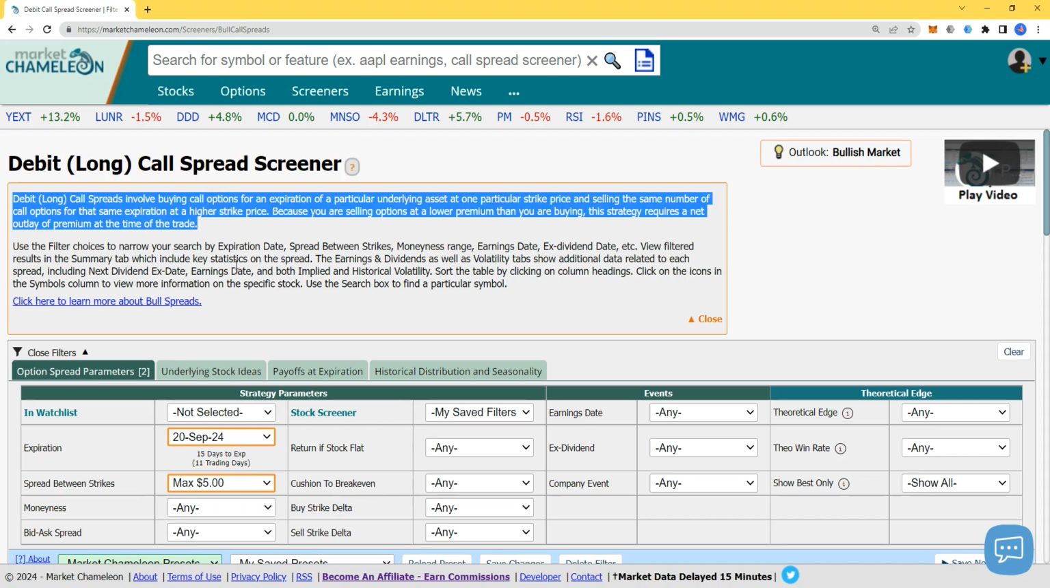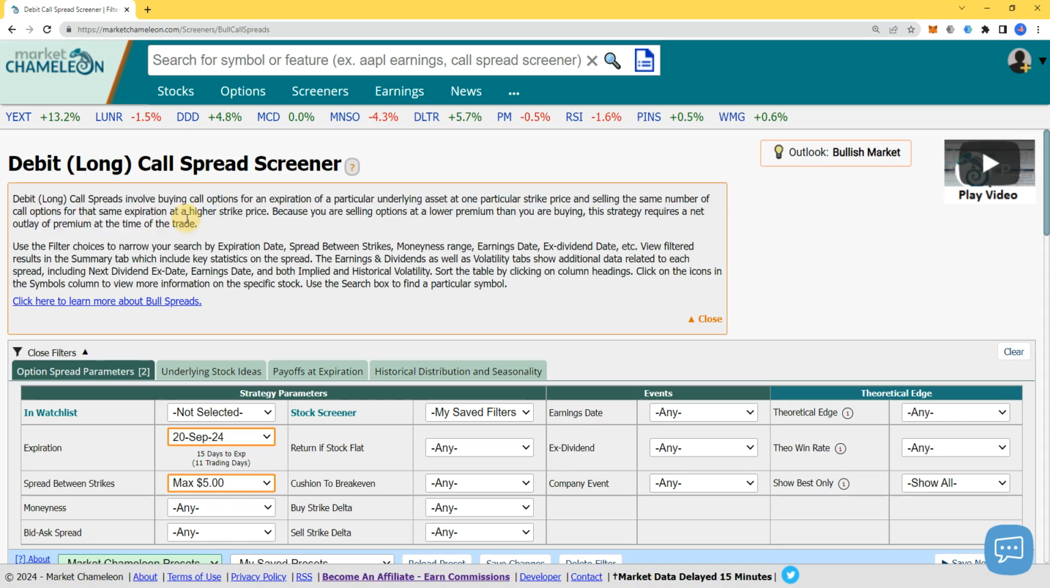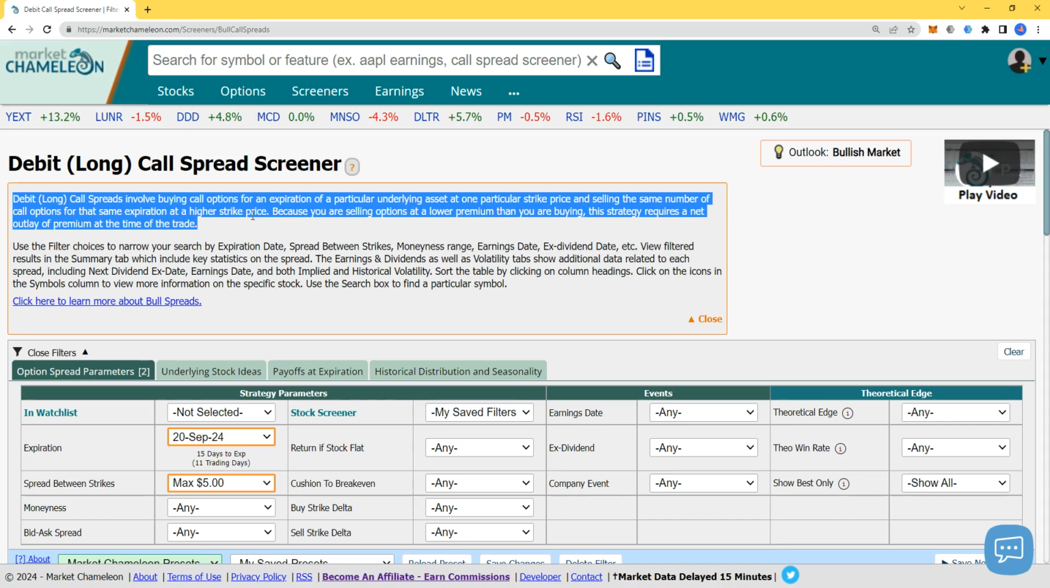Let's read real quick. Debit long call spread involves you buy a call option for expiration of a particular underlying asset at one particular strike price, and you sell the same number of call options for the same expiration at a higher strike price. I'm going to give you a simple example in a second. Because you are selling options at a lower premium than you are buying, this strategy requires a net outlay of premium at the time of the trade, meaning this is a debit trade. This is not a credit trade, this is a debit trade, and I'm going to give you an example.